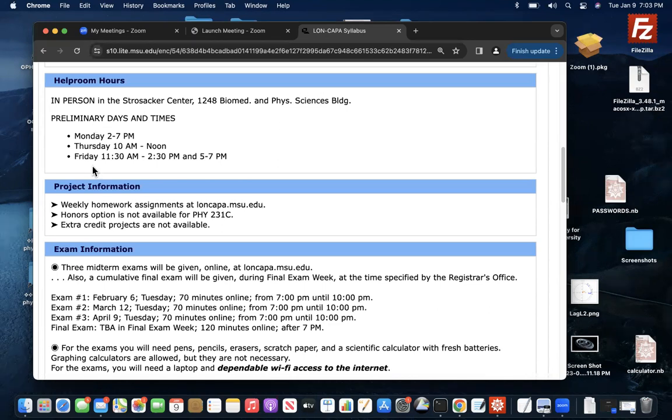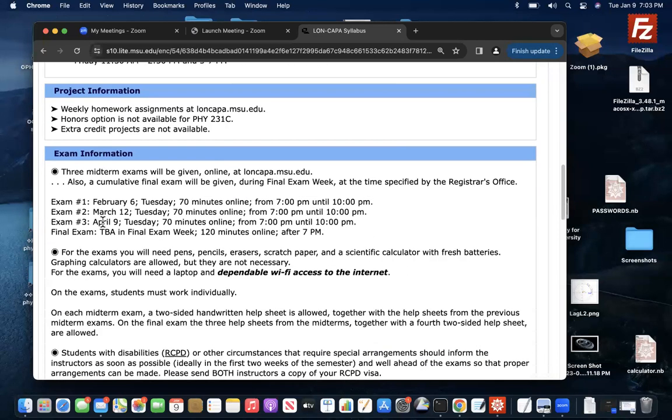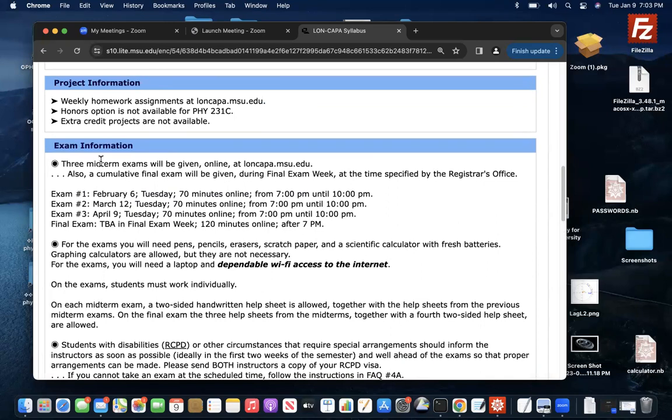It's available sometimes during the week. And if you have questions about the homework, go in and there'll be teaching assistants at those times who are assigned to this course. And you can talk to those teaching assistants. There's information about the exams.